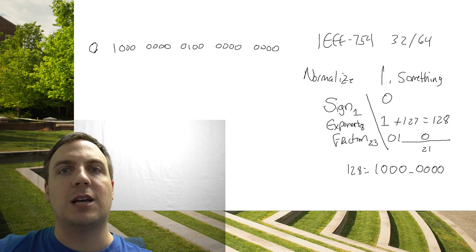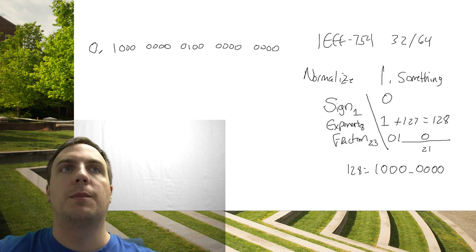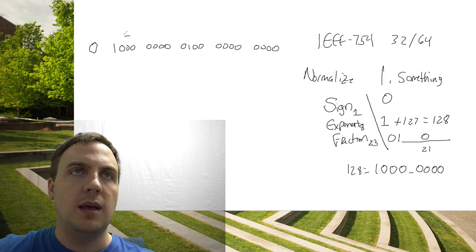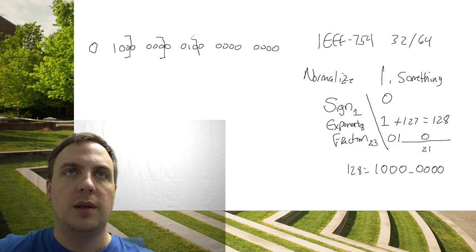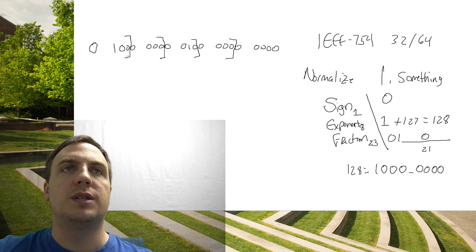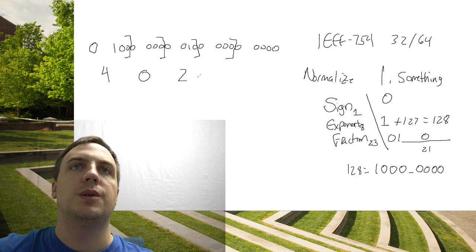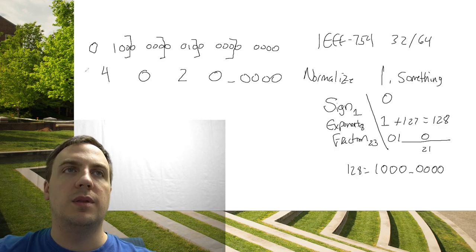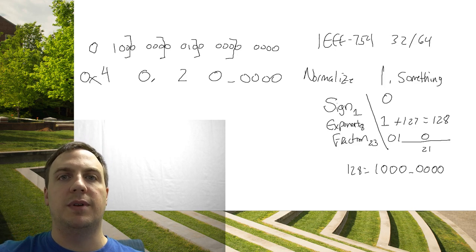Now, to convert this to hex, remember we take chunks of four bits. However, this thing is just sort of sitting out here, the sign. So I'm going to regroup these into groups of four. There we go. 0100, 0000, 0010, 0000, and the rest are zero following that. Okay, so 0100 is four. 0000 is zero. 0010 is two, zero, and then the rest are zeros. Okay, so this is our IEEE 754.